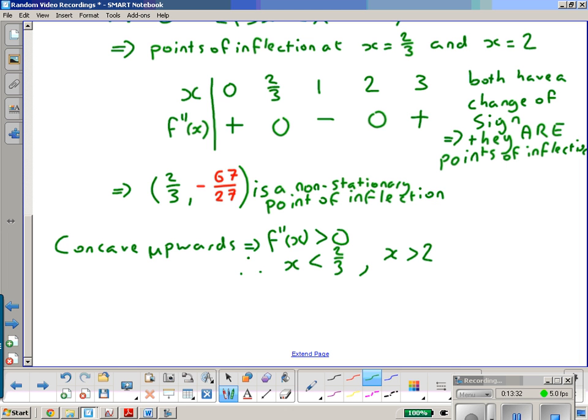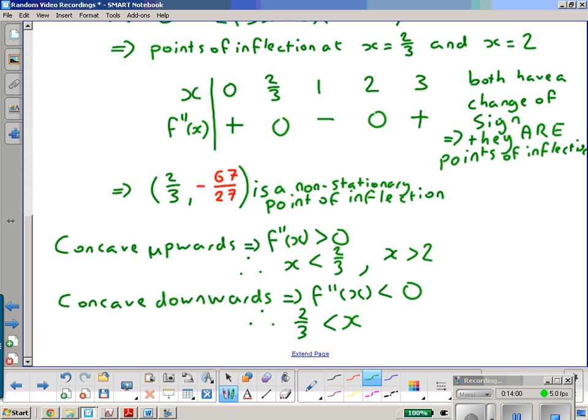It's concave downwards when f double dashed of x is less than 0. And again, we can see that from our sign diagram. In this case, it's negative between the 2 points of inflection. So that's when x is bigger than 2/3, but less than 2.